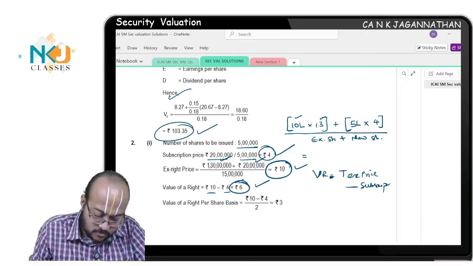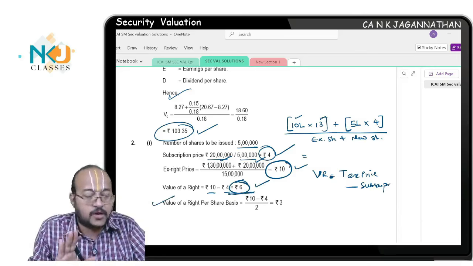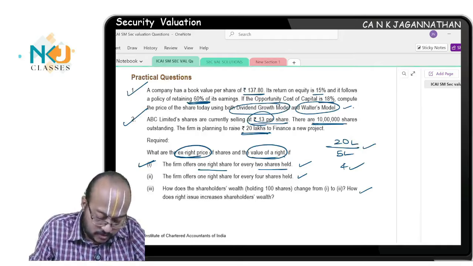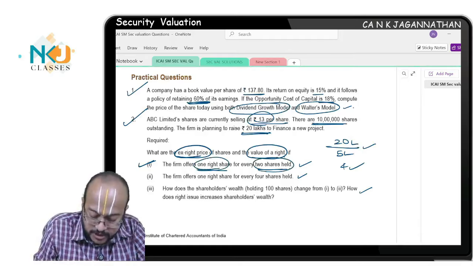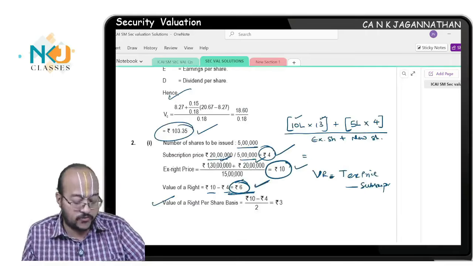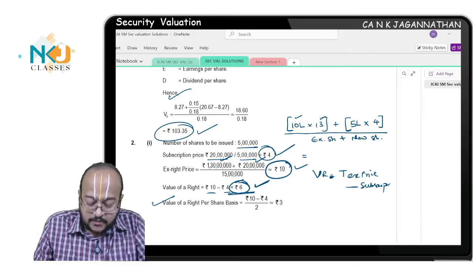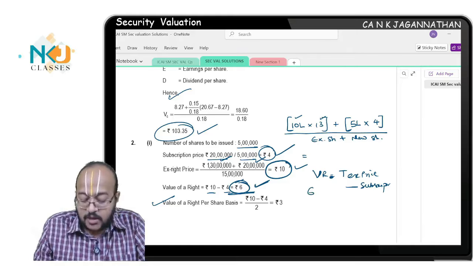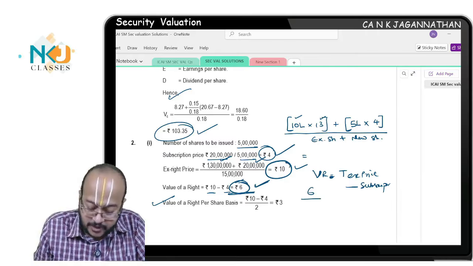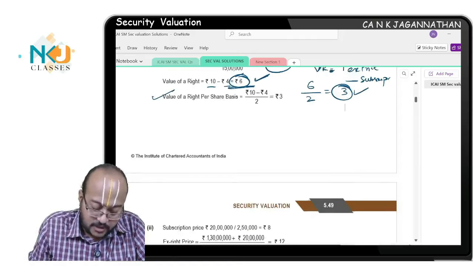See here, so value of right per share. This is the overall value of right. In case 1 they have issued 1 right share for every 2 shares held, hence the value of right comes to 6 rupees. Now if you want to find out value of right on a per share basis, how will you find out? Very simple. This is the total value 6, but for every 2 shares one right share is being issued, so divided by 2, you will get 3 rupees on a per share basis. The value of right is 3 rupees.